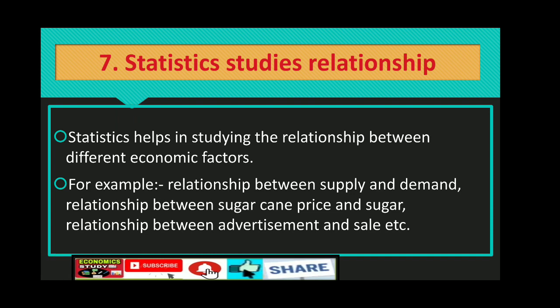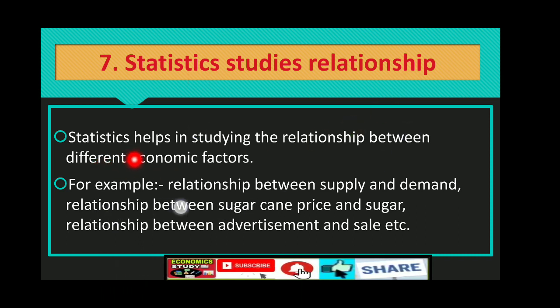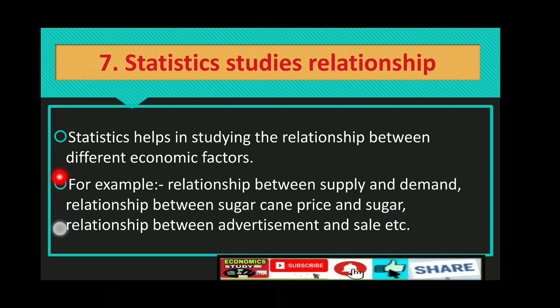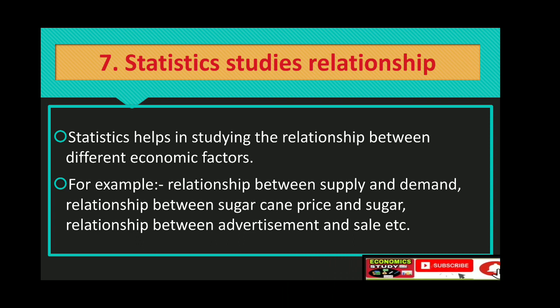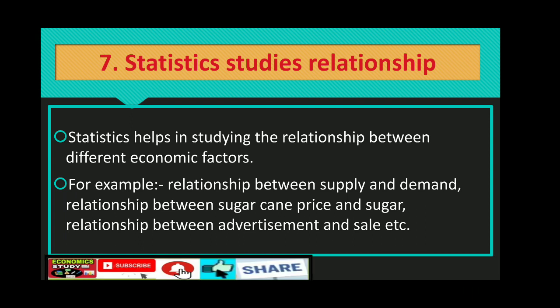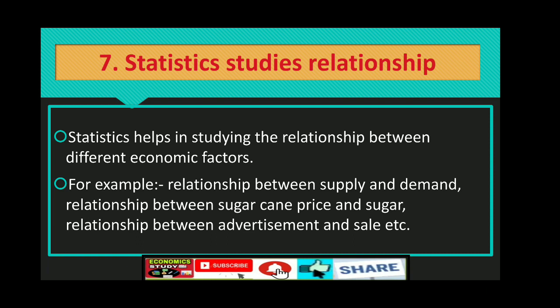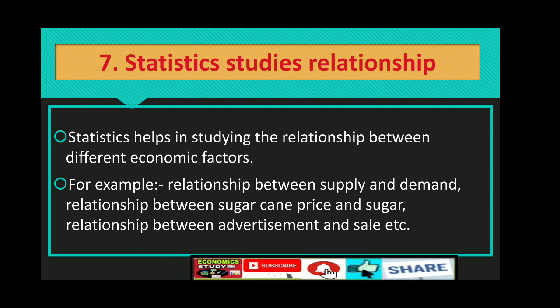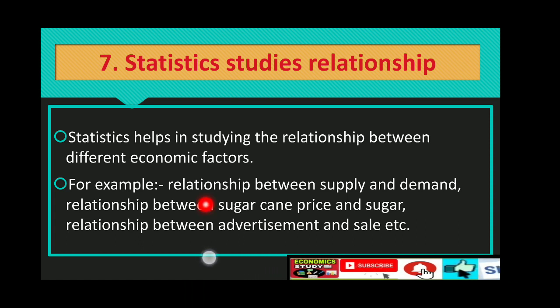And seventh, very important point, statistics studies relationship. Statistics helps in studying the relationship between different economic factors. Means statistical methods help for studying the relationship between different variables. We can use factors or variables, both are same. For example, relationship between supply and demand, relationship between sugarcane price and sugar, relationship between advertisement and sale, etc.